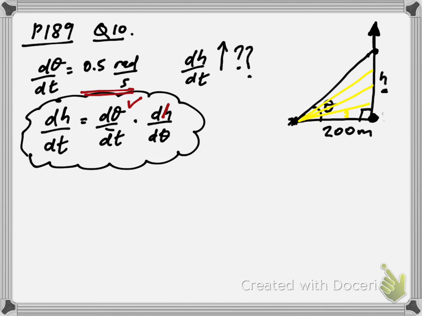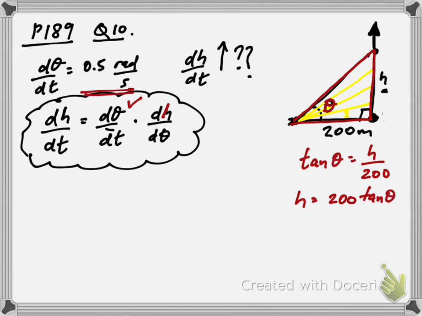Okay, so let's form an equation in terms of this right angle triangle where we can connect theta, h, and 200. It's pretty straightforward. You can see tan theta equals h over 200. Okay, cool. We want to make h the subject, so h would be equal to 200 tan theta. Okay, right. So that's pretty straightforward. All you have to do now is differentiate.